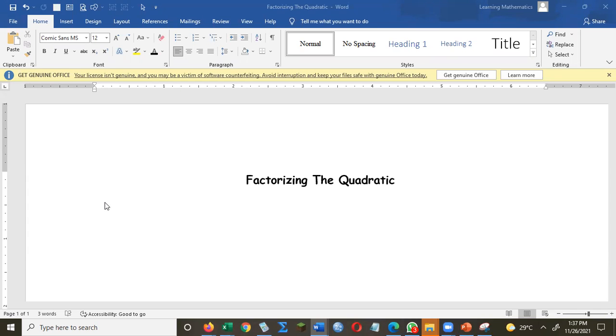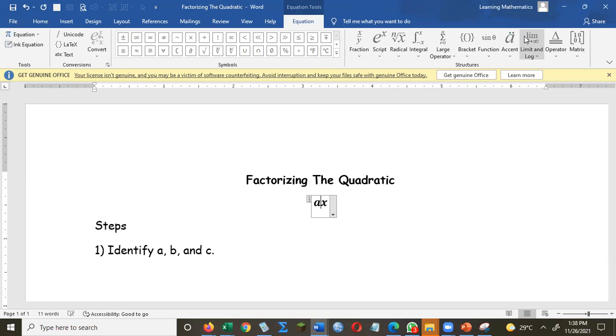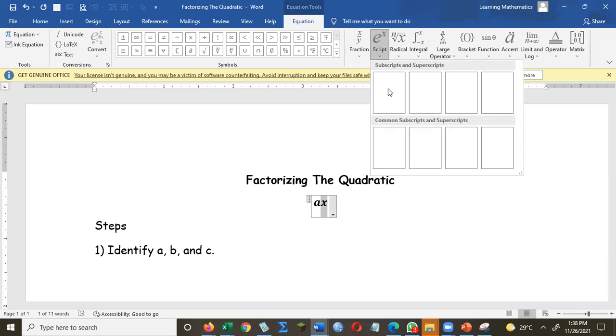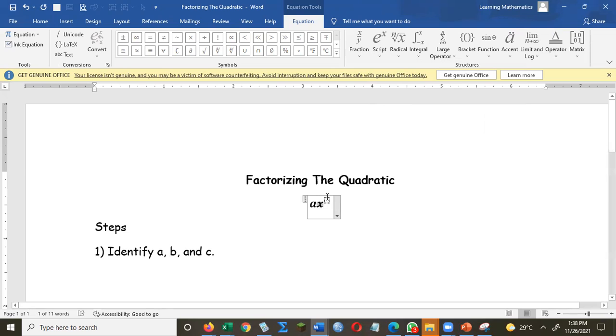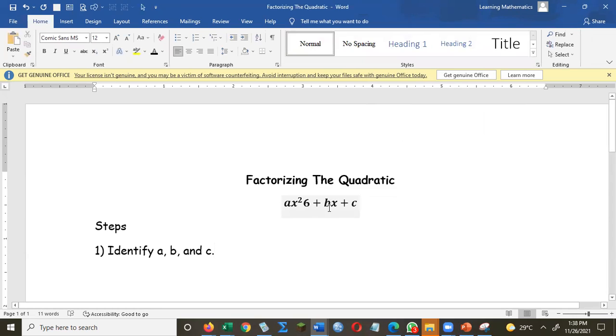Right? So to factorize the quadratic, you can follow these steps and then we'll do an example. So the first thing that you do, you identify A, B, and C. We all know what I'm talking about. As we know, the standard form for a quadratic is ax squared plus bx plus c. A is the coefficient of x squared, B is the coefficient of x, and C is the number by itself. So you identify A, B, and C.